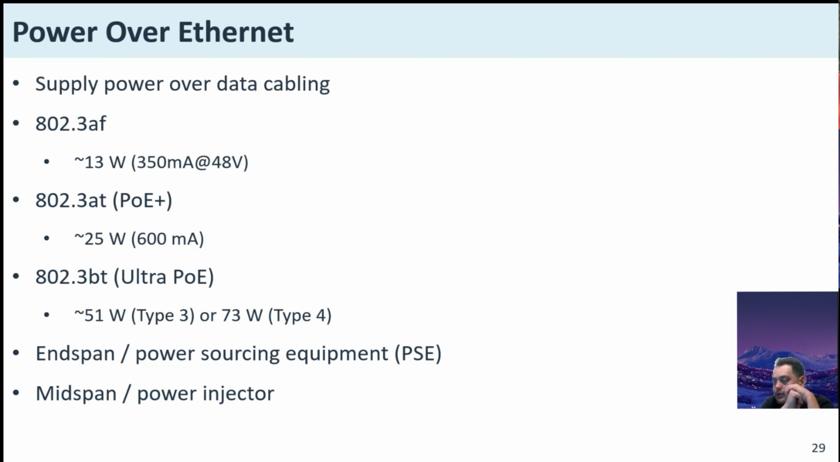Okay, so 802.3bt, Ultra PoE. That's up to 51 watts for type 3, or 73 watts for type 4 of usable power. And for that, you'll usually see PTZ cameras and a lot more heavier devices, the ones that require power to move around or keep something on or draw additional power.